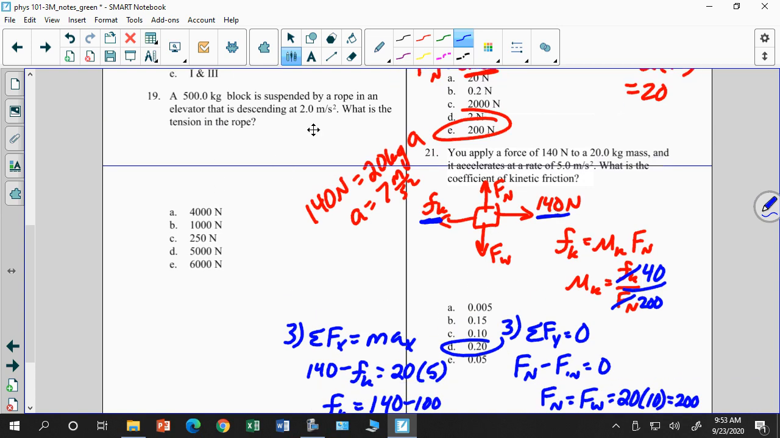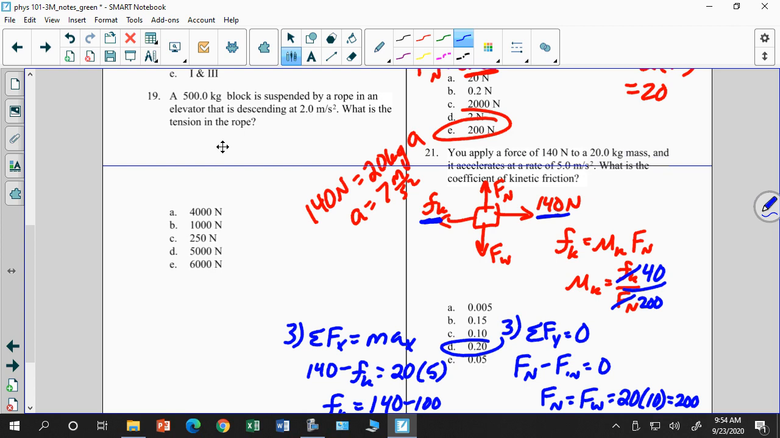Okay, let's do number 19. You're going to have one like number 19. Hopefully this one is a little bit easier. I'll just let you read it for a sec, and maybe you can tell me what the answer is. This is a 500 kilogram block. So if it were just sitting there, hanging by a rope, it would have a force of 5,000 newtons. But this one is not just sitting there. It's descending at a rate of 2 meters per second squared. So what is the tension in the rope?